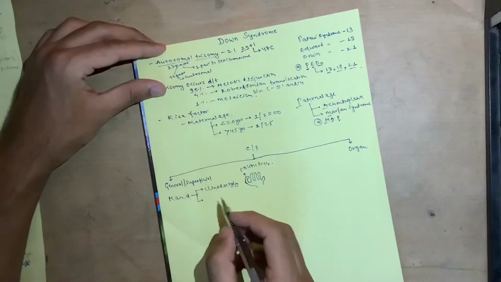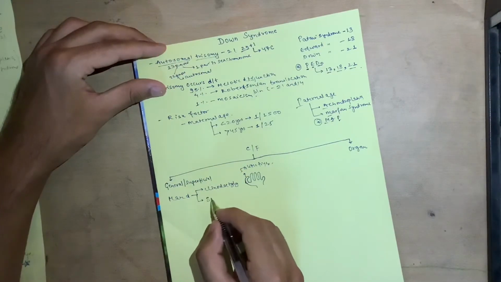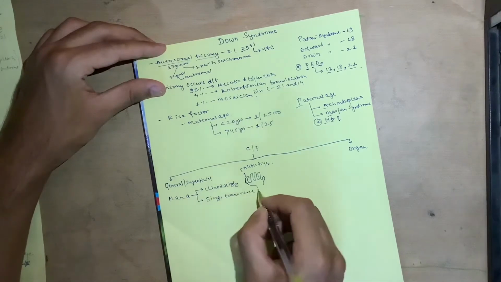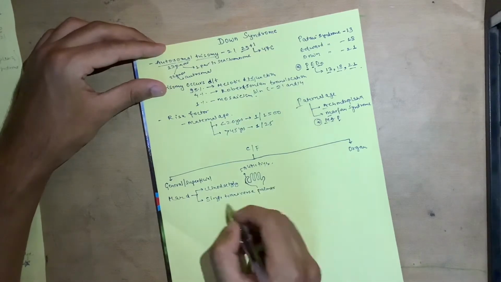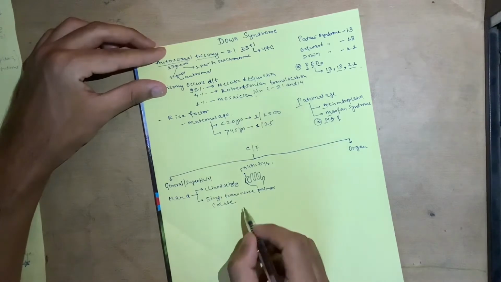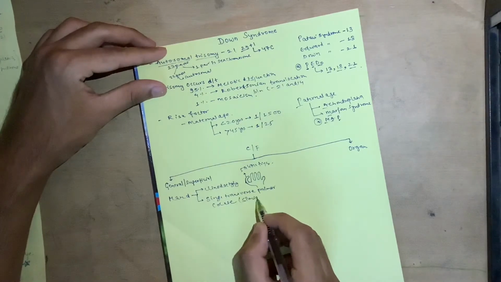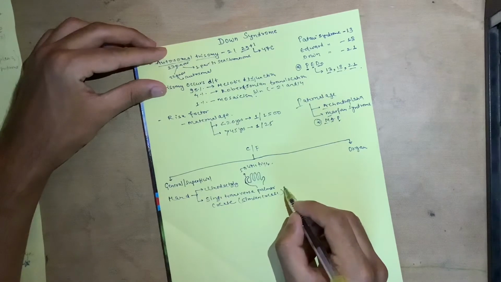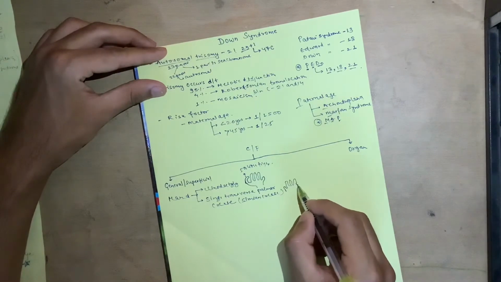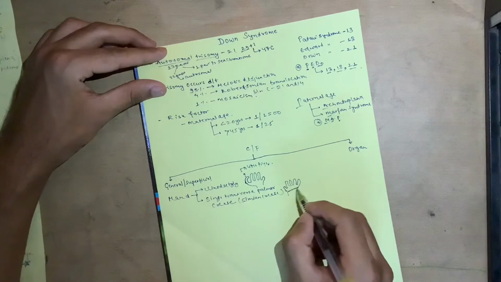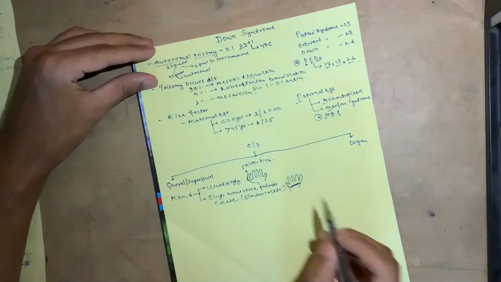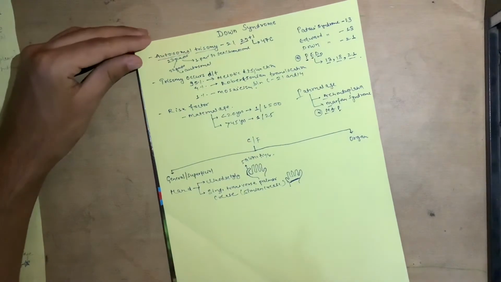And another feature present on the hand is a single transverse palmar crease, also known as simian crease. There is a single transverse crease present on the hand, which is normally not present in a normal baby.